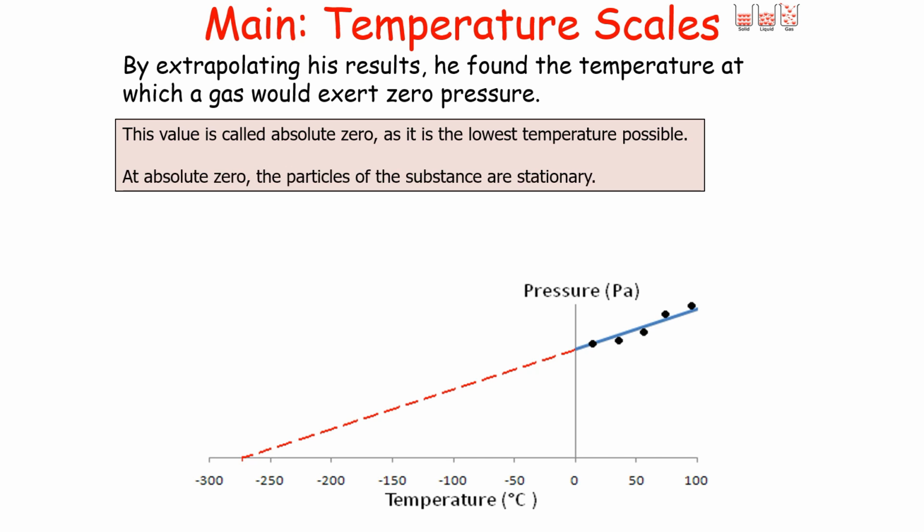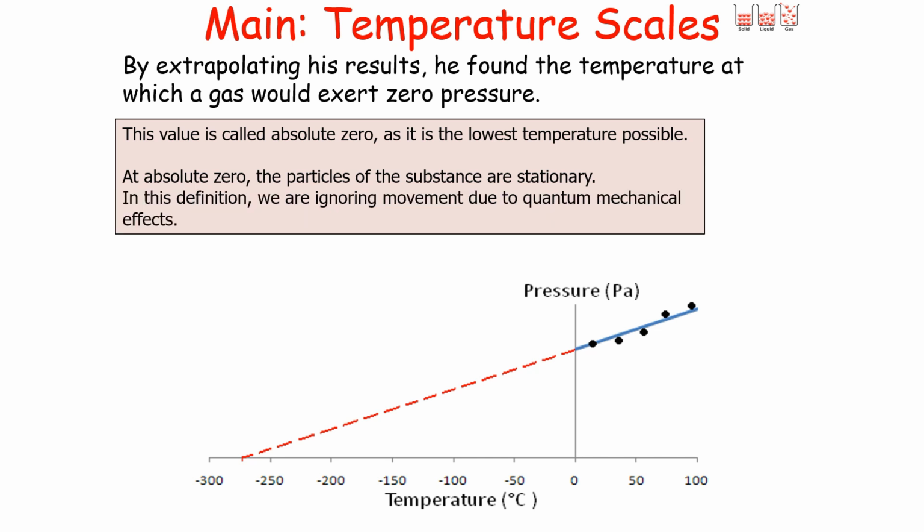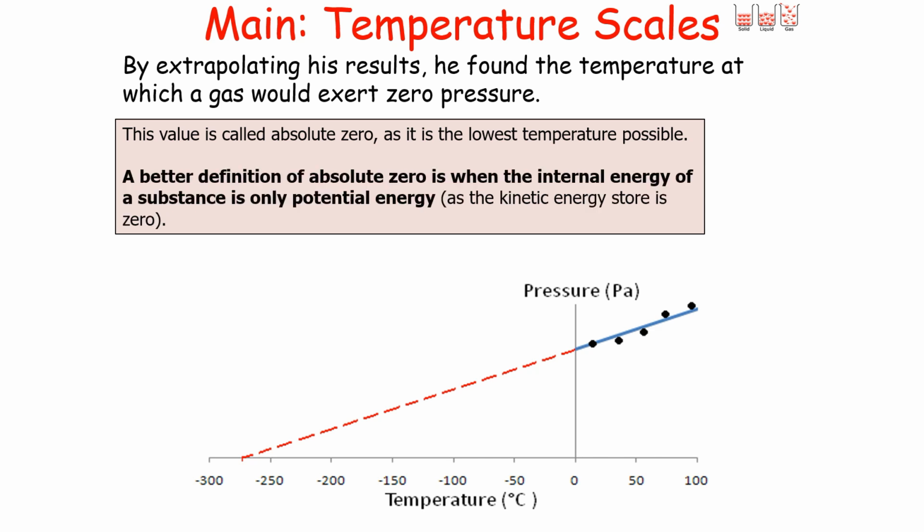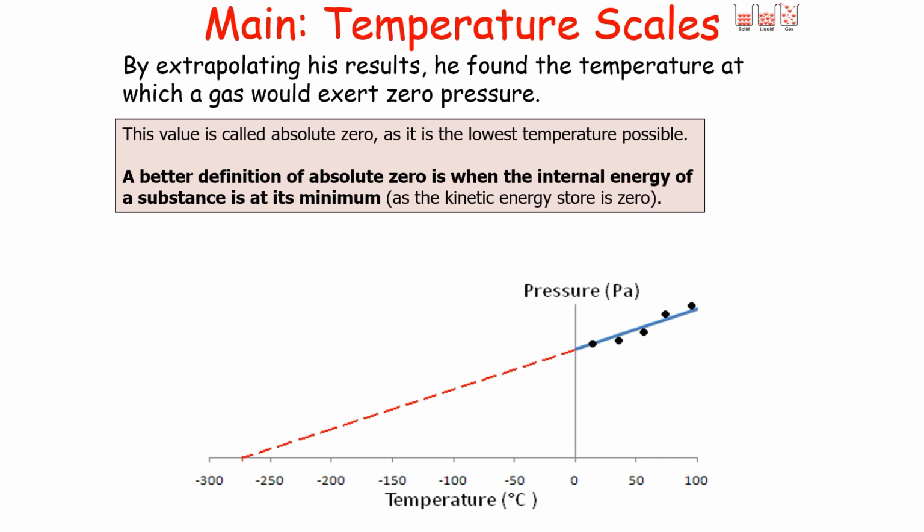So at absolute zero, the particles of the substance are stationary because they have no kinetic energy. Now in this definition, we are ignoring movement due to quantum mechanical effects. So actually a better definition of absolute zero is when the internal energy of a substance is only potential energy because the kinetic energy store is zero. So absolute zero is when the internal energy of a substance is at its minimum.